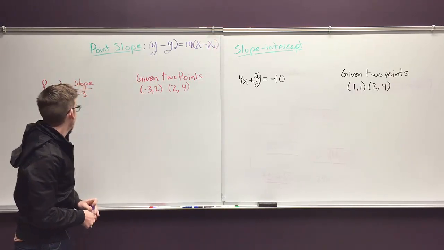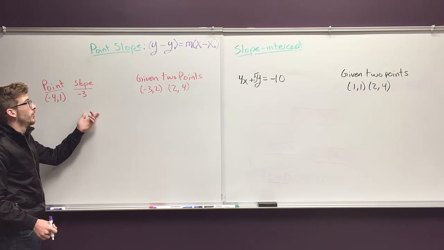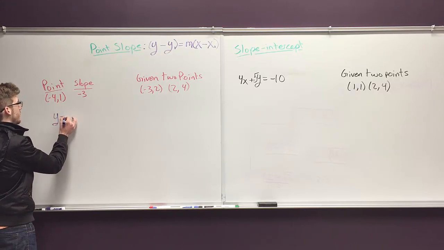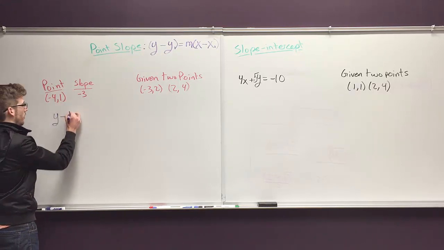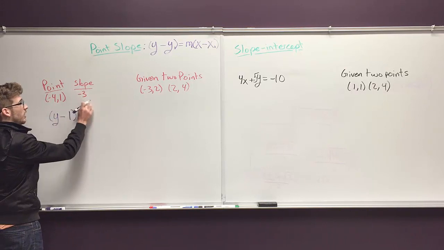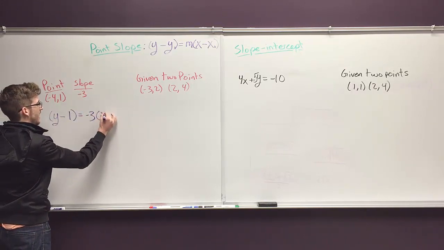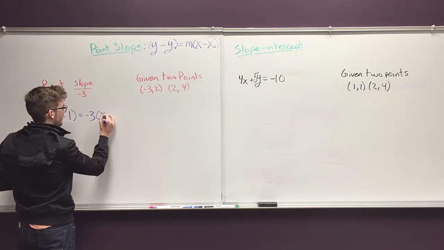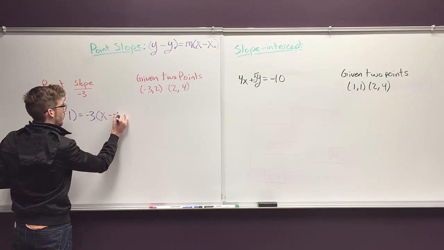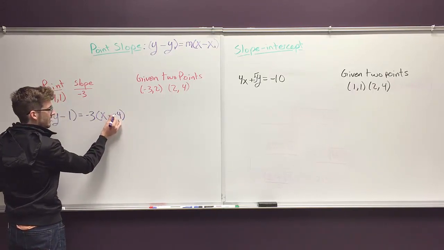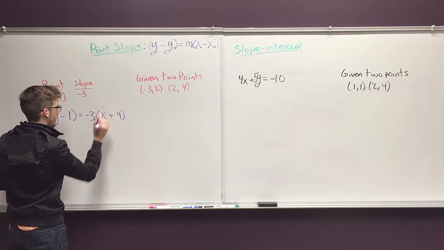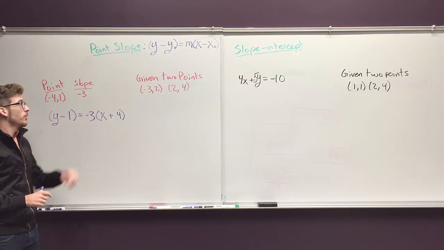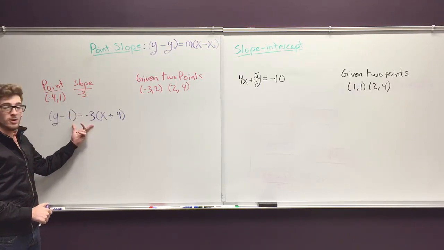So, if we're given, in this case, a point and a slope, all we have to do is plug them in. So we have y minus, well, what's our y value here? 1 equals our slope m, -3, times x minus x1. Well, our x1 is -4, so that's x minus a -4, and the minus a negative is really just a positive. So it's that simple. If we're given a point and the slope, and we use point slope form, all we have to do is plug it in.